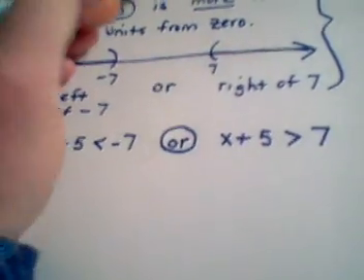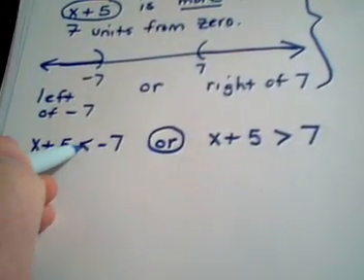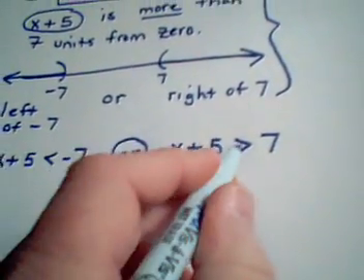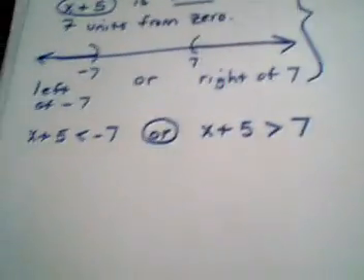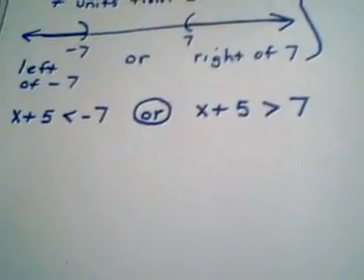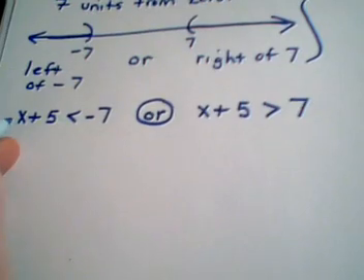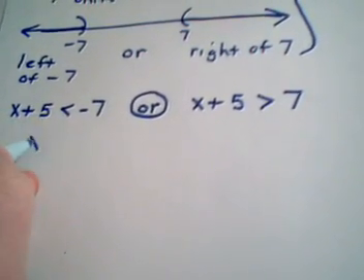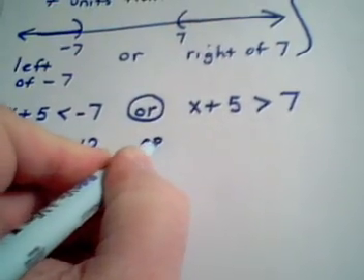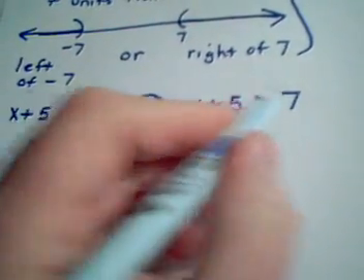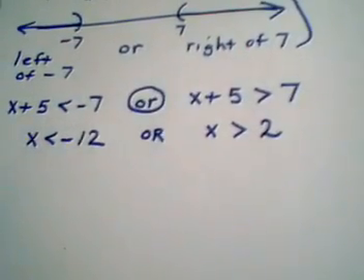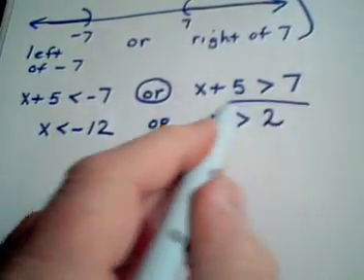So, the quantity inside the absolute value bars is less than negative, to the left of negative 7, or it is to the right of positive 7. That's how they repel each other. Two magnets going in opposite directions. Here when I get x alone, I subtract 5, so x is less than negative 12. The word OR in the middle must be shown. When I subtract 5 here, x is greater than 2. And there's my solution set.